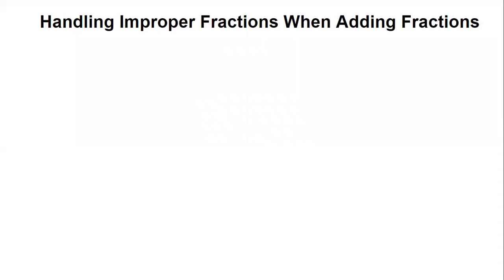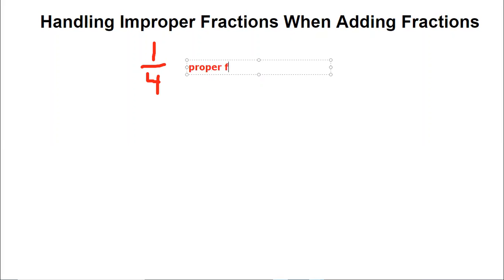Okay, let's continue. Handling improper fractions when adding fractions. What does that mean? What's an improper fraction? Let's define that first of all. So if I had 1/4, that is a proper fraction. Why is that a proper fraction? Because the top number, the numerator, is smaller than the bottom number, the denominator.